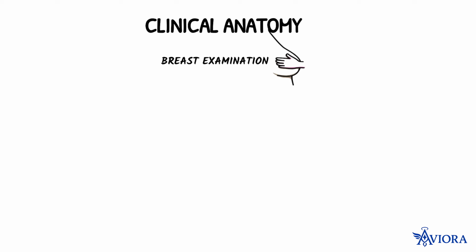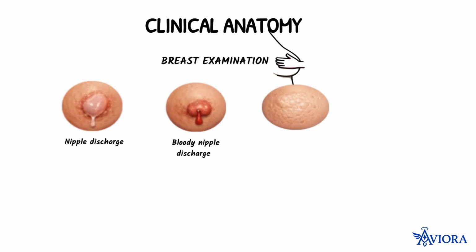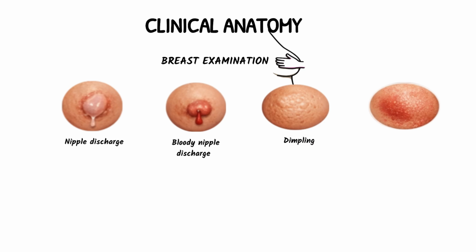Let's take a quick look at some important clinical correlations of breast anatomy. Breast cancer is a significant health concern, but early detection saves lives. Mammography and regular self-examination are key tools for identifying abnormalities. During a breast examination, start with inspection. Look for nipple discharge, which may be colorless, milky, or bloody. Observe the skin for puckering, dimpling, or color changes, and check the contour and symmetry of the breasts.